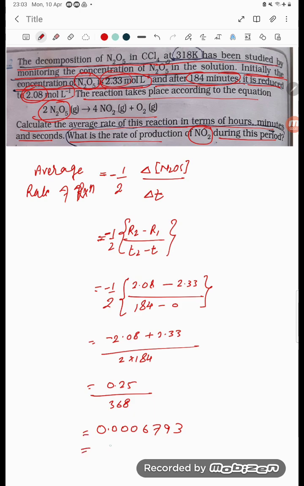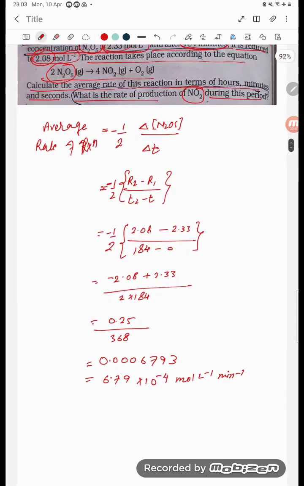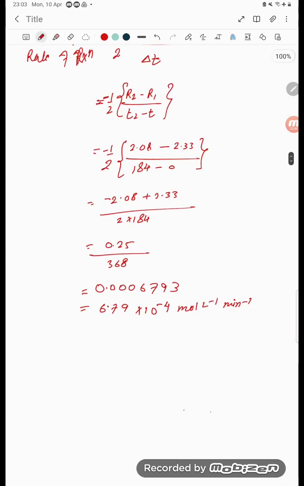You put in the scientific figures: 6.79 multiplied by 10 power minus 4. What is the unit? Mole per liter, so liter inverse, and here this is minute inverse, because here this is given in the minute. Now the same they are asking in terms of hours. So what will we be able to do in terms of hours? We can divide this value with 60.